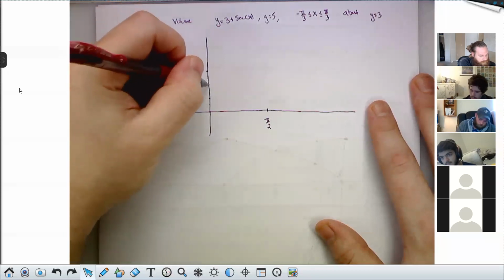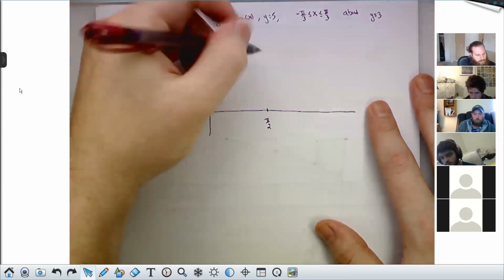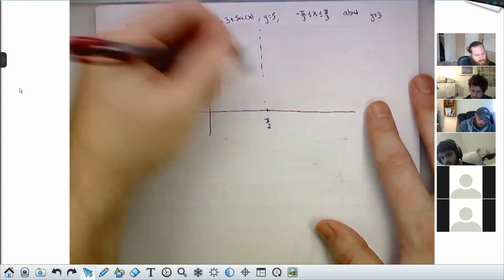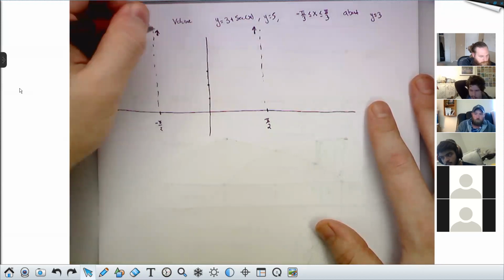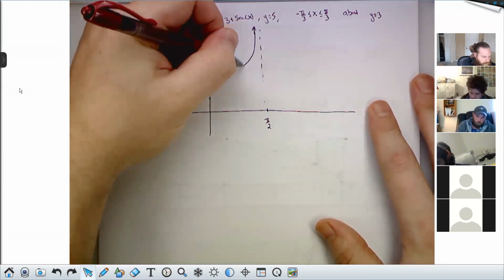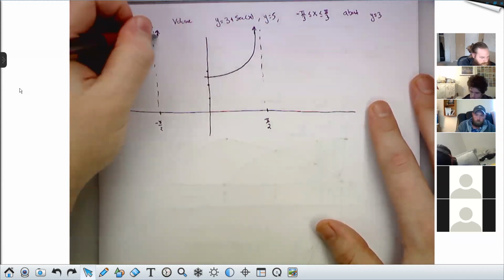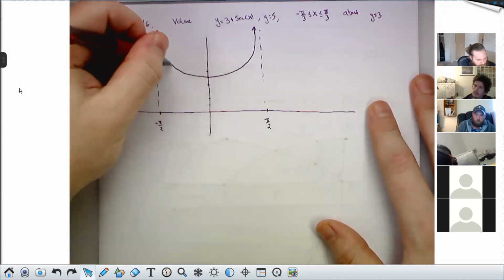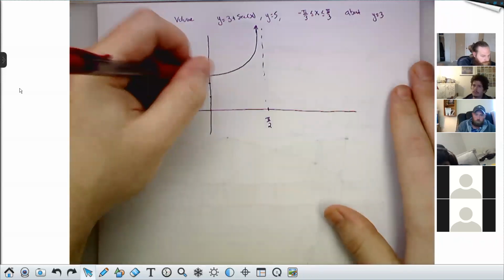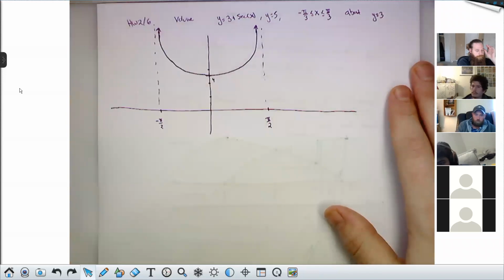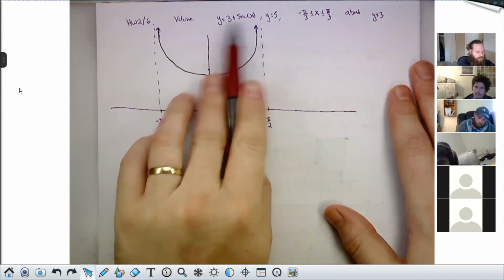So here's what I'm going to do. I'm going to draw 3 plus secant. We have these vertical asymptotes at pi over 2 and negative pi over 2. Draw 3 plus secant looking like this. So this y-intercept right here would be 4, right? Because secant of 0 is 1. 1 plus 3 is 4.